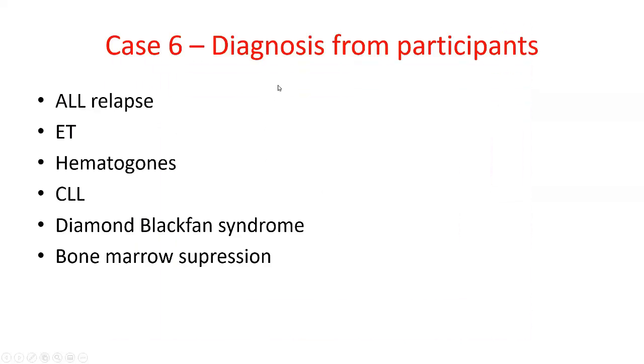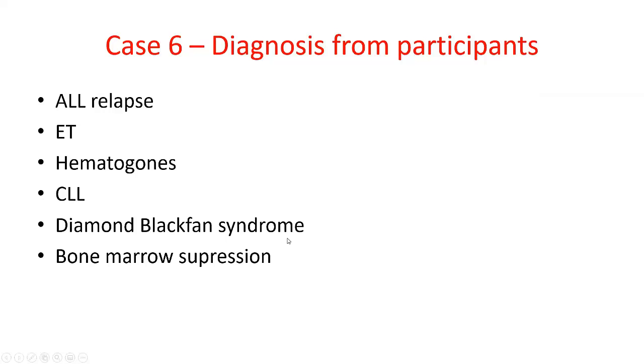Now, this is the diagnosis I got from you. ALL relapse. Of course, we also thought of ALL relapse, but there were no blast cells in the bone marrow smears. ET is not a diagnosis here because ET we find in old age. Hematogones, some of you have written, those are not hematogones. Those are larger than lymphocytes, but here these were all lymphocytes. CLL again is a disease of old age, so we don't come across it.